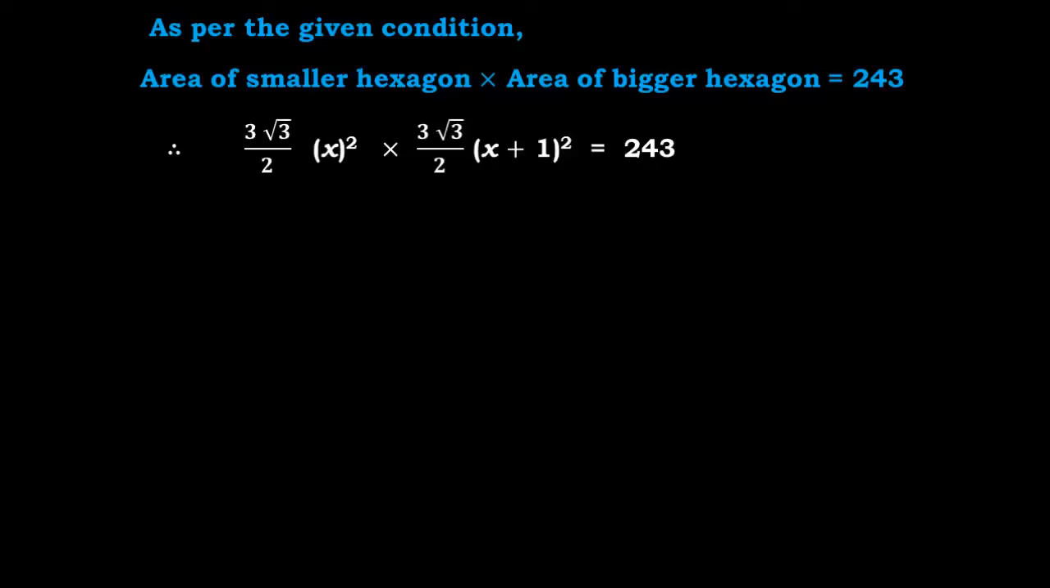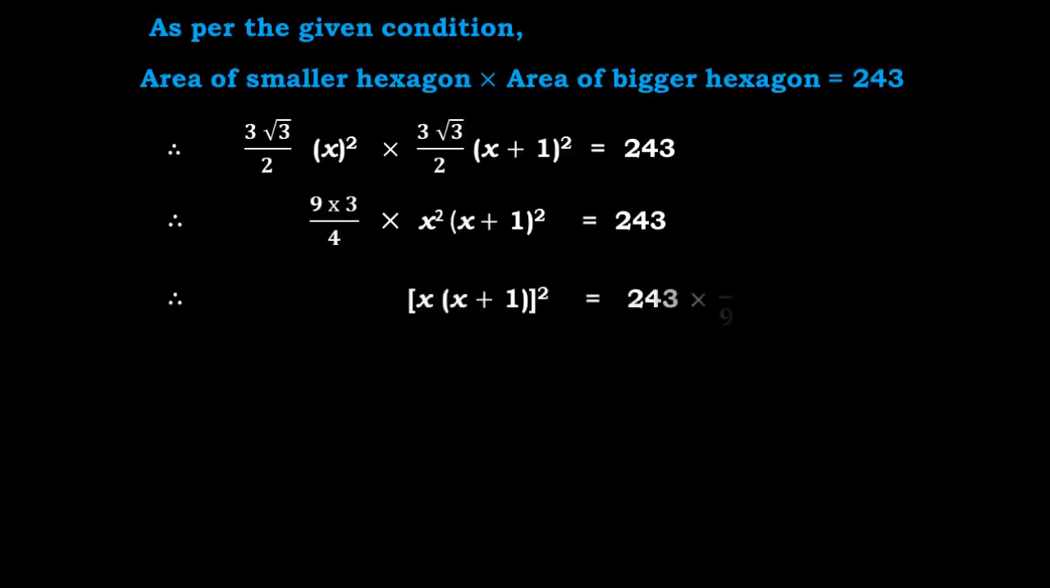So we can solve this: 3 root 3 into 3 root 3 is 9 into 3, upon 4, into x square into x plus 1 the whole square is equal to 243. So x into x plus 1 the whole square is equal to 243 into 4 upon 9 into 3. So you will have this 36.